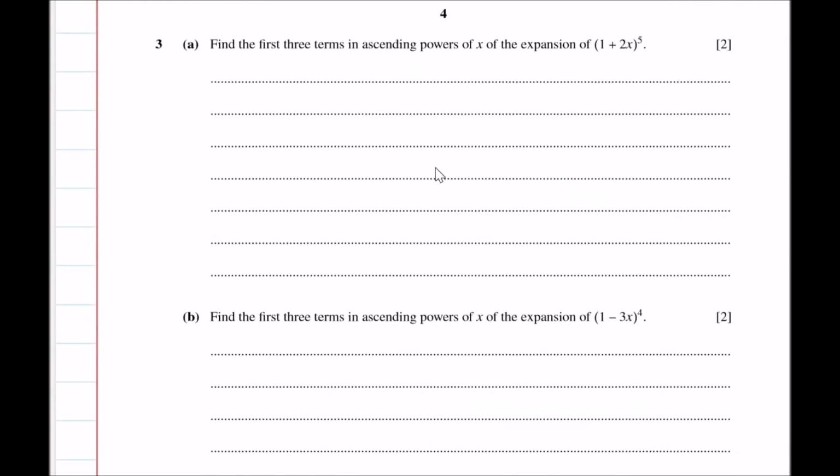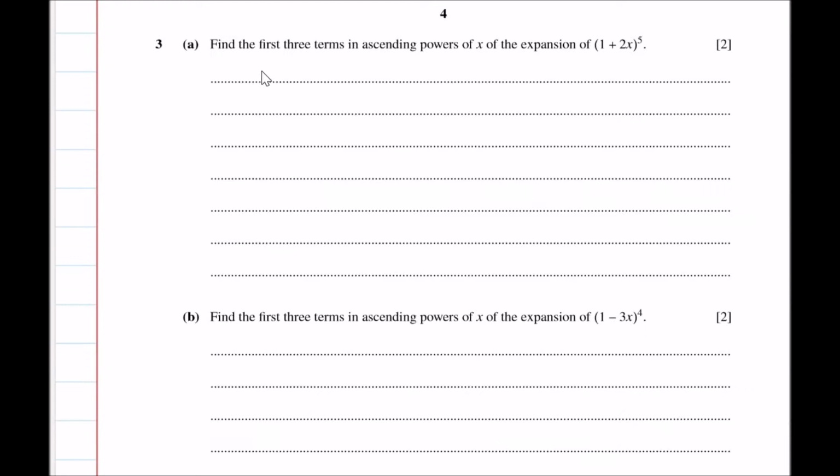Now question number 3. It says find the first three terms in ascending powers of x of the expansion of 1 plus 2x raised to the power 5. What I have observed, many of the students, they expand using the formula for all the terms. Don't need to do that. We have to find just first three terms. So we will start like this way. Look at this.